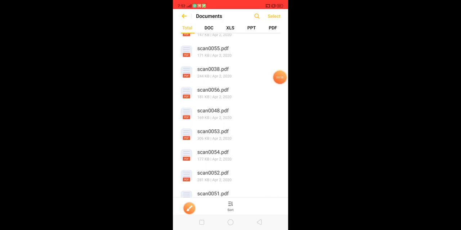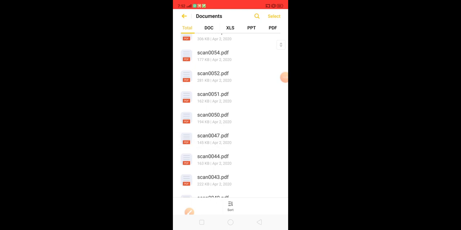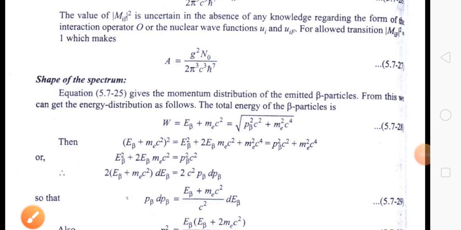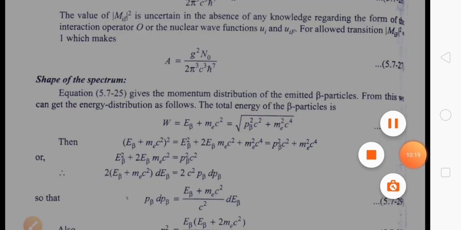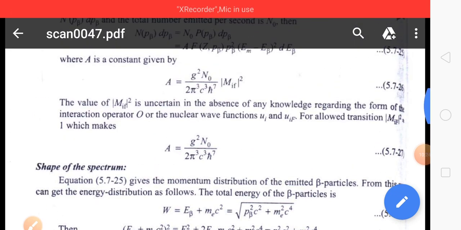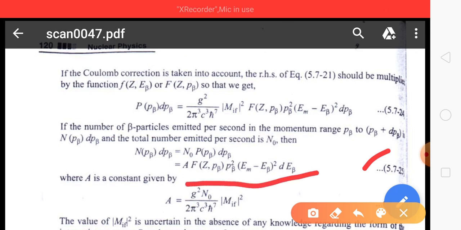Okay, so we will move back to the original page. This is very important, what I am saying, that for 5 to 6 marks they will ask about the shape of the spectrum, how the finite mass will affect the shape of the spectrum of the beta particles. So see equation 5.725, this equation, please do remember this one, please note it down.